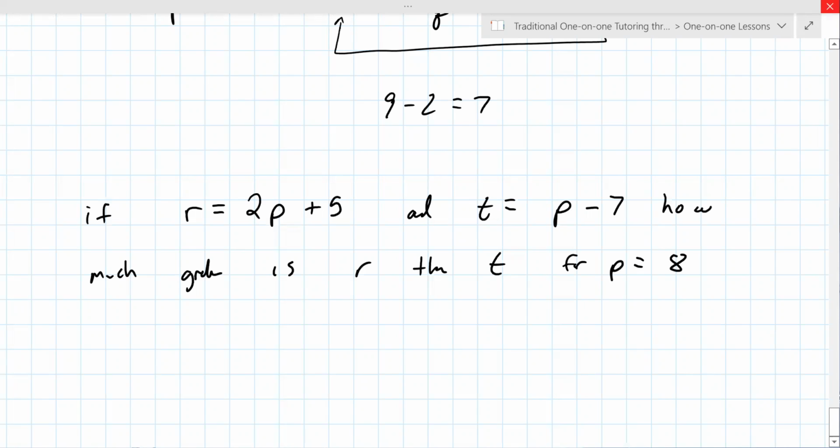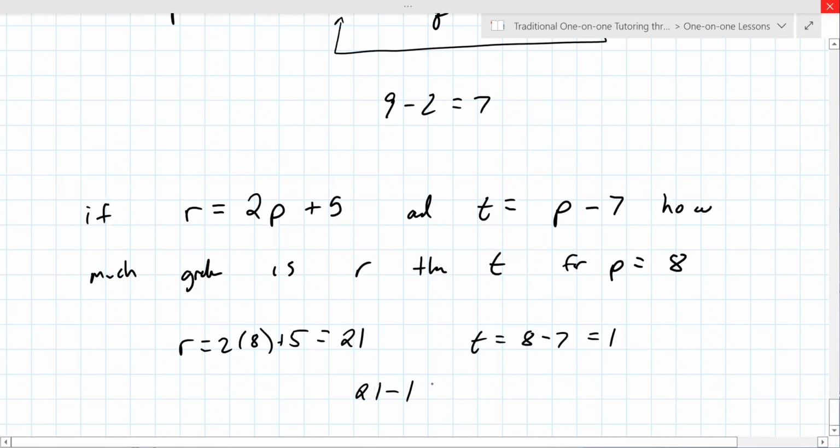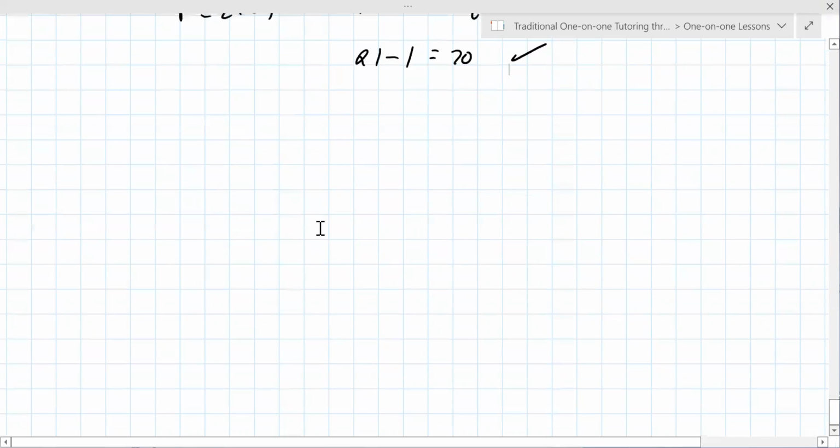And the total answer is 20. Yes. R equals 2 times 8 plus 5, which is 21. T is 8 minus 7, which is 1. 21 minus 1 is 20. You got it. Okay. So let's look at this last problem here.